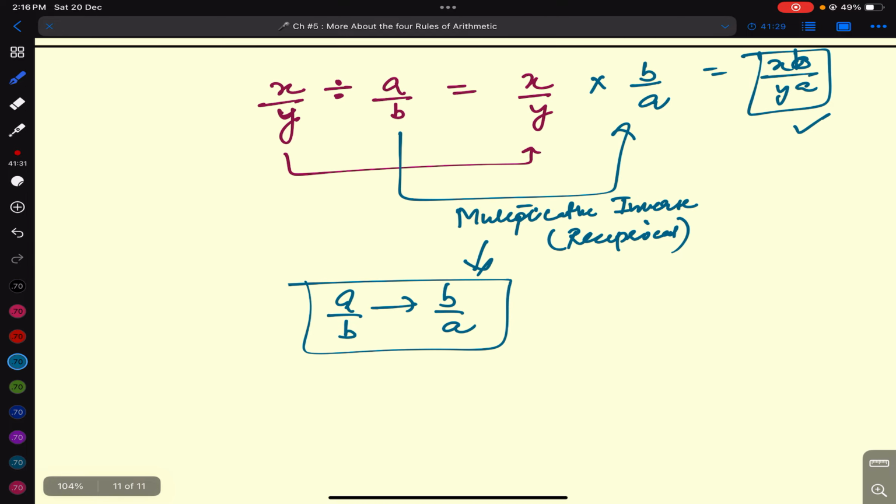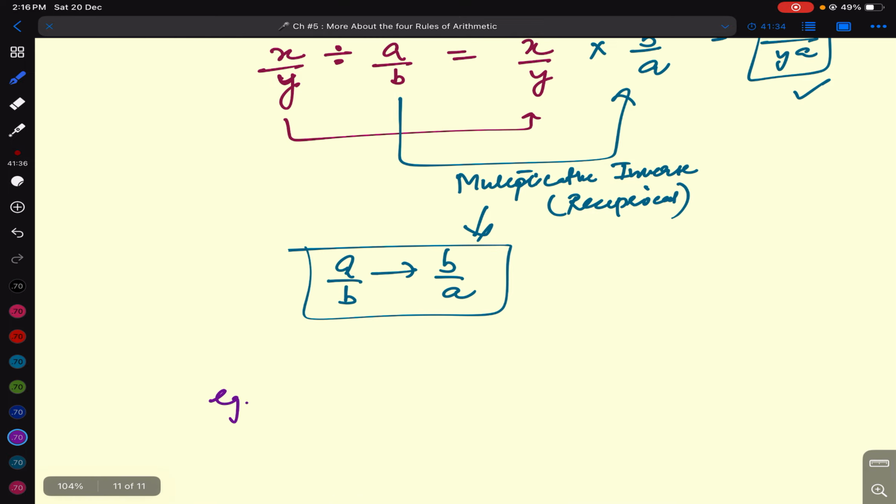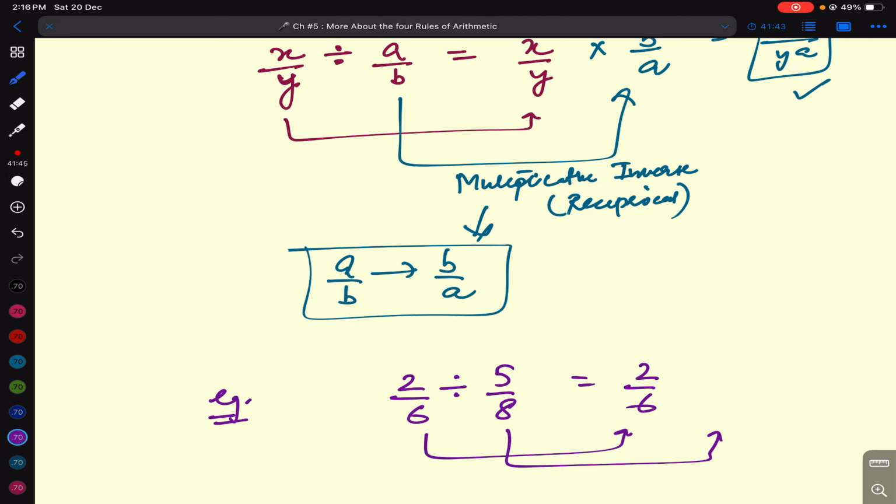So this is how we perform the division. Example based on numbers: 2 over 6 divided by 5 over 8. Now 2 over 6 remains as it is, and this will be the reciprocal, so 8 over 5. So this is 3 times 4, so 8 over 15. 8 over 15 is what your answer is. Clear? So this is how we perform the division of fractions.